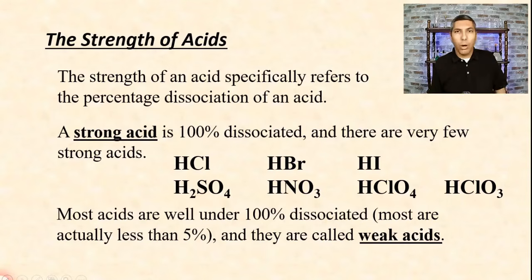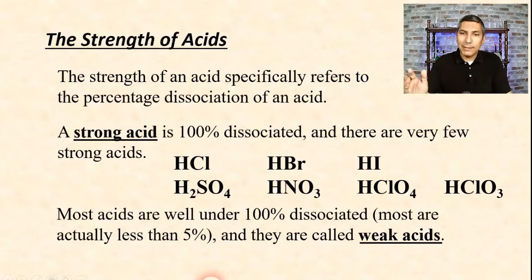You know, a strong chemistry student does 100% of their work, don't they? They go 100% all the way. But if you have a weak student, they're going to do way less than 100%. So it's the same thing with these acids. 100% dissociated is a strong acid. Less than that, it's a weak acid. And the vast majority of acids, basically any that aren't these 7, are weak acids.